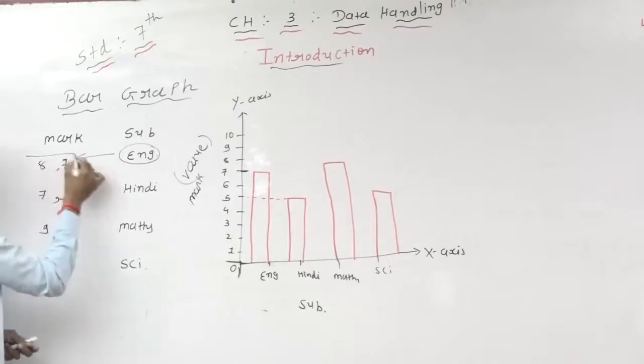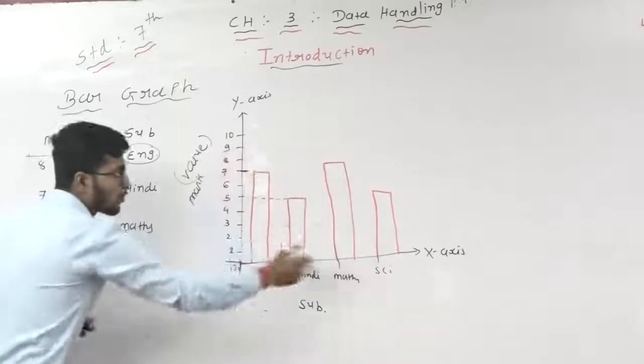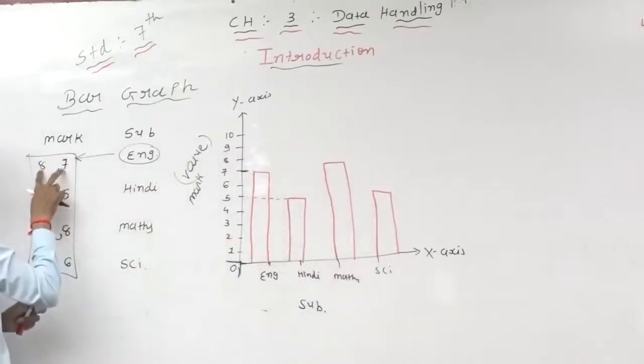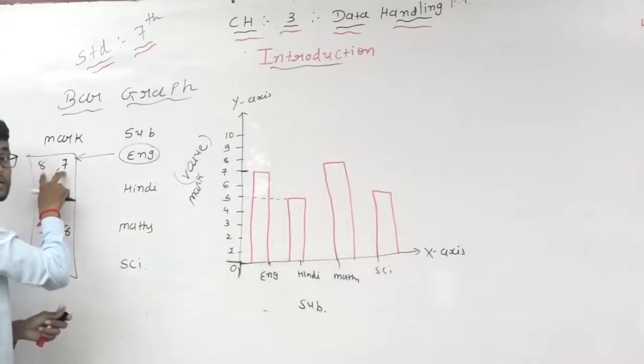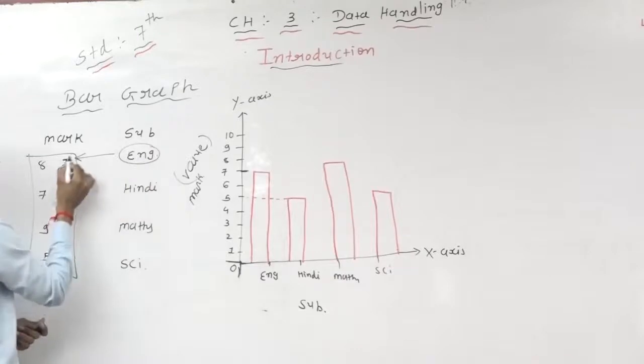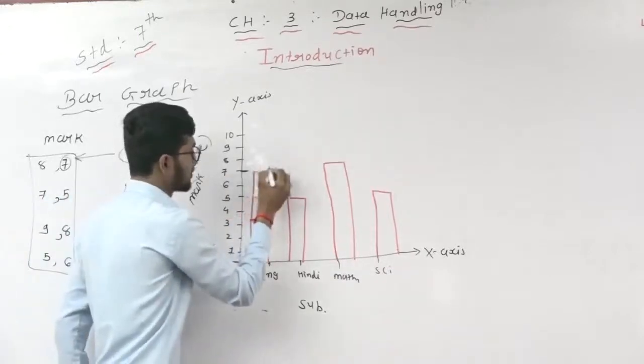So here, how many students are given? 2 students. Before, it was the information for only 1 student. Suppose the information compares the 2 students. So this one is the 2 students' information. It's called a double bar graph. Now the double bar graph is represented like this. Suppose in English 1 student has 7 and the second student has 8 marks. So here is the 8.